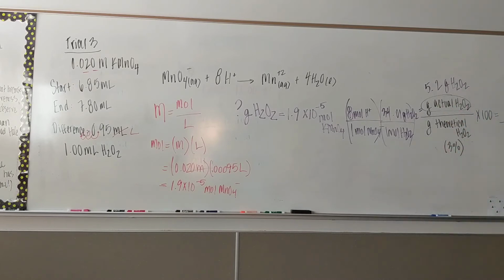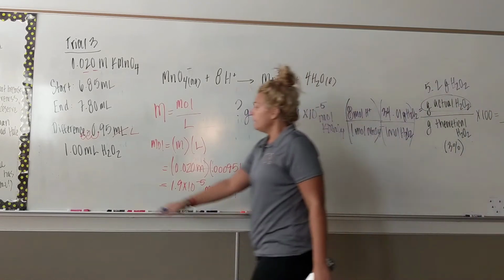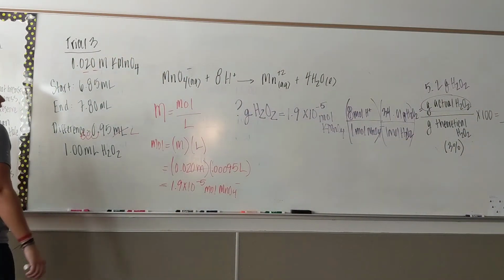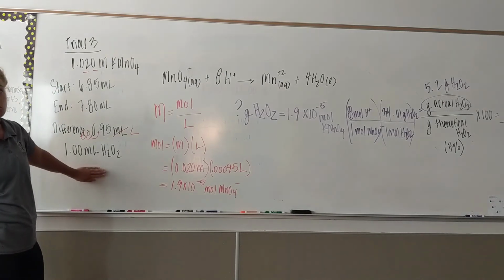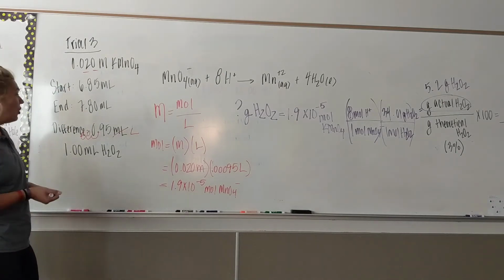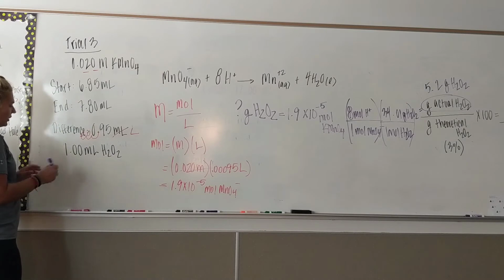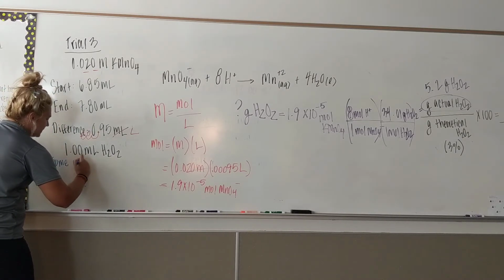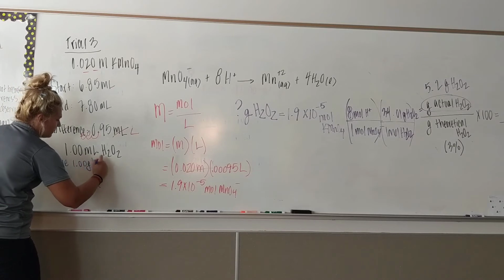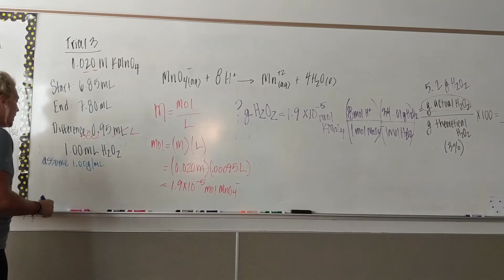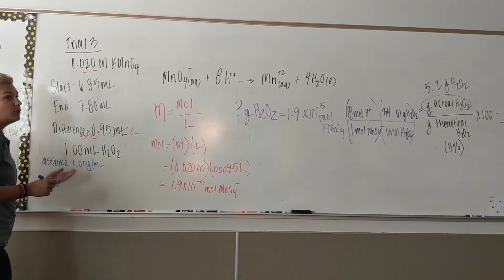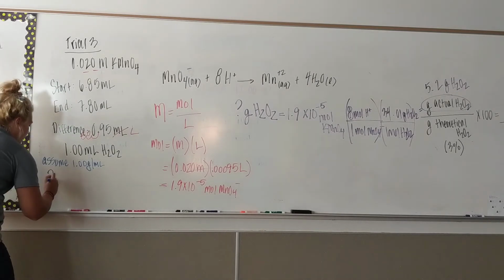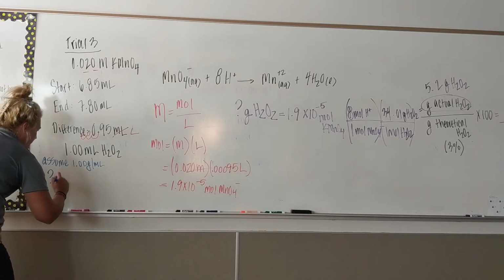Okay, so we have this. We need to figure out the theoretical, okay? And that's the easy part, right? So 1 milliliter of H2O2, you're like, well, I have milliliters, what I start with. How do I get to grams? We can use density, okay? So we're going to assume that density is 1.00 grams per milliliter, okay? And then we can just convert. But ultimately, 1 times 1 is 1, so we just end up with 1 gram, but let's do the math.